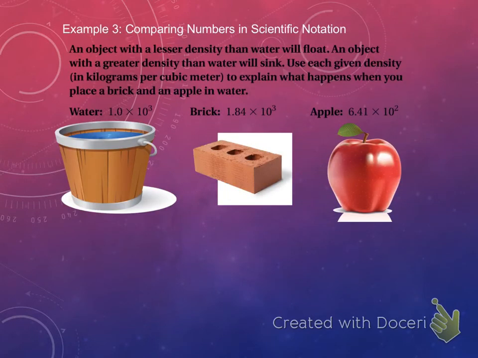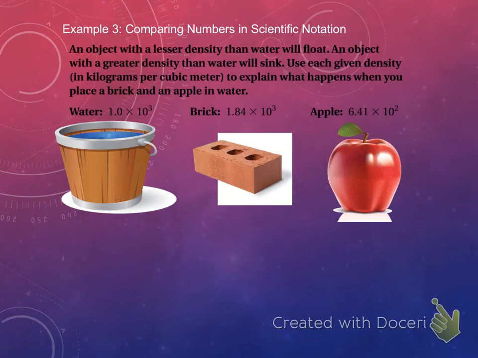Now, how are we going to use that comparing numbers in scientific notation? An object with a lesser density than water will float. An object with a greater density than water will sink. We're going to use each given density, which is given in kilograms per cubic meter, to explain what happens when you place a brick or an apple in water.